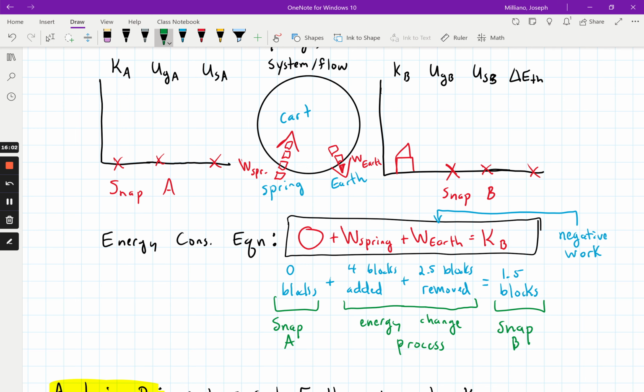So this is yet another example of initial plus change equals final. It's another way to think about what we are doing here.